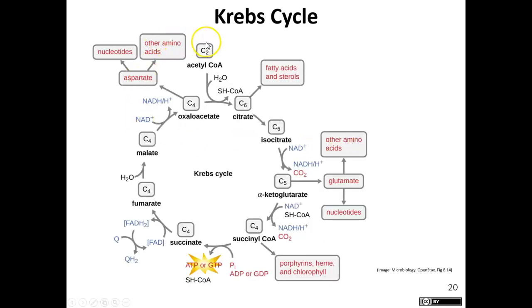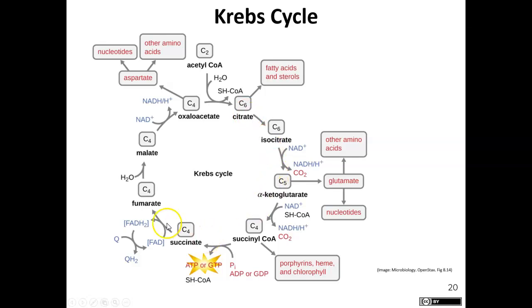So let's look at this process. Here we have that acetyl-CoA coming in. Acetyl-CoA moves in, and it binds to this oxaloacetate, forming a 6-carbon molecule called citrate, which is where the citric acid cycle gets its name. Citrate is then converted to isocitrate. It is oxidized and decarboxylated to alpha-ketoglutarate. It is then oxidized and decarboxylated to succinyl coenzyme A. It is dephosphorylated to succinate, oxidized to fumarate, converted to malate, and oxidized back to oxaloacetate.